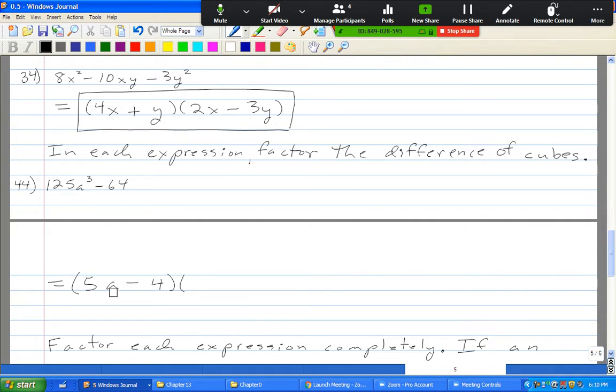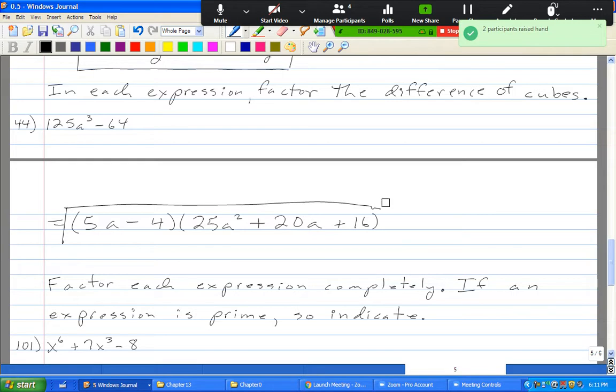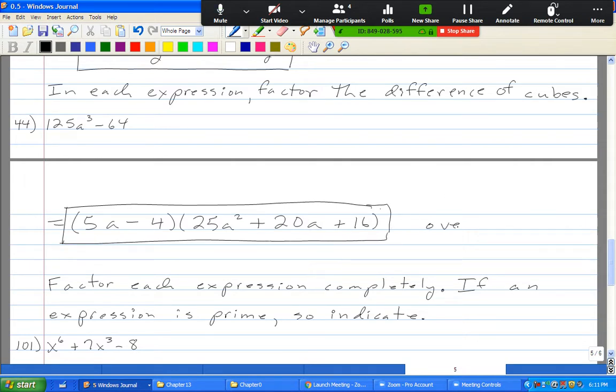5a squared is 25a squared. Change the sign from negative to positive. 5a times 4 is 20a. 4 squared is 16. And so you're done. And you factored this completely over the rationals.